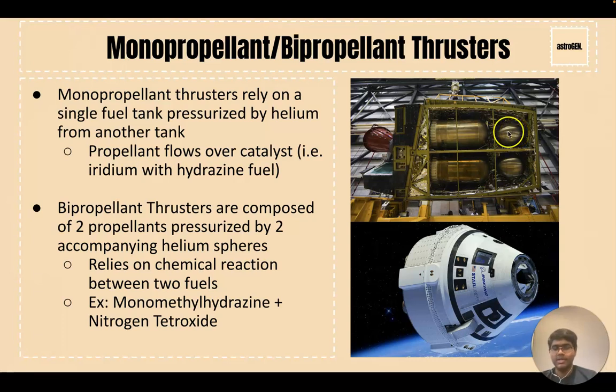But in a bipropellant system, you have two different propellants with two helium spheres. These propellants are injected into a combustion chamber for a much larger yield of energy compared to your average monoprop thruster. They rely on a chemical reaction between the two propellants. An example in the modern day would be monomethylhydrazine as fuel and nitrogen tetroxide as the oxidizer. This is what was used on the shuttle.